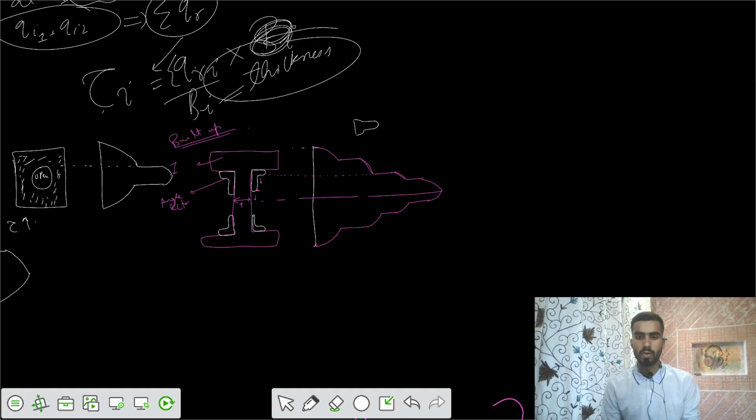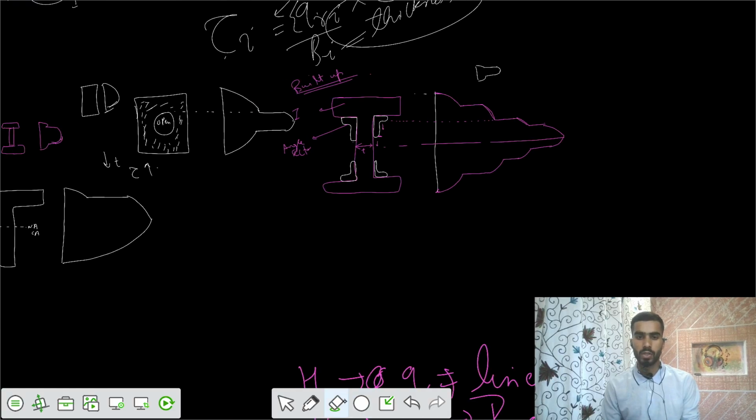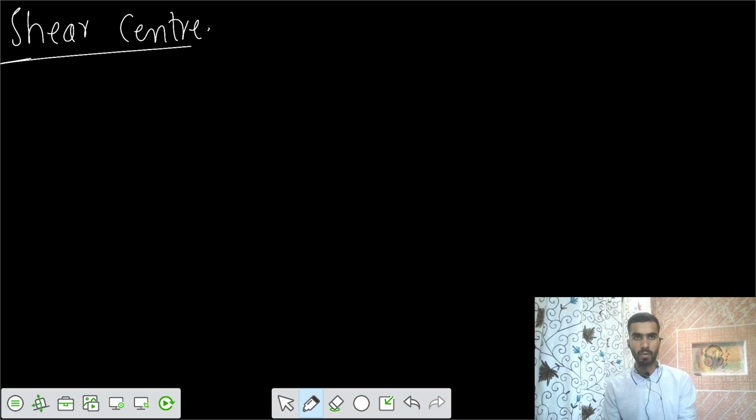Today we are going for the concept of shear flow, shear center. We are going for the concept of shear center. In the previous topic, we have learned the shear flow variation in the cross section. So today's topic is the shear center.